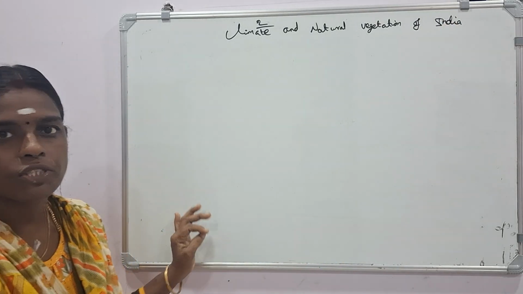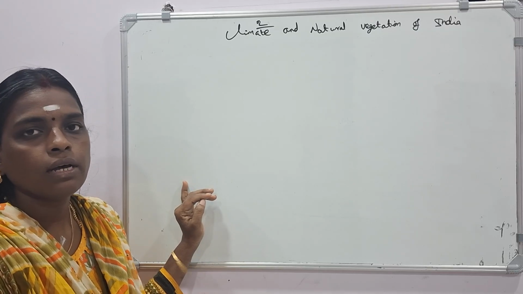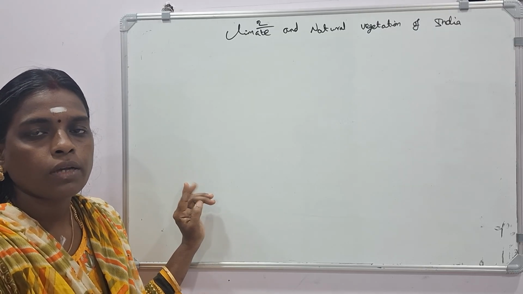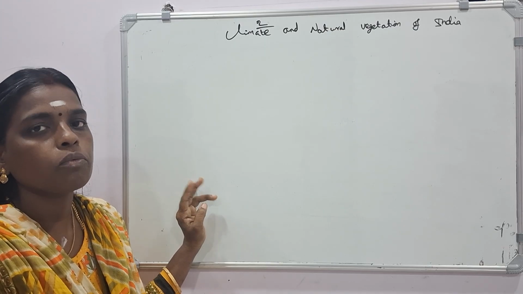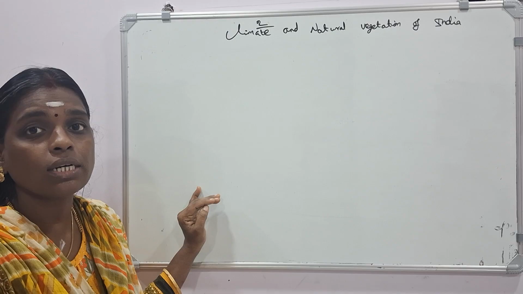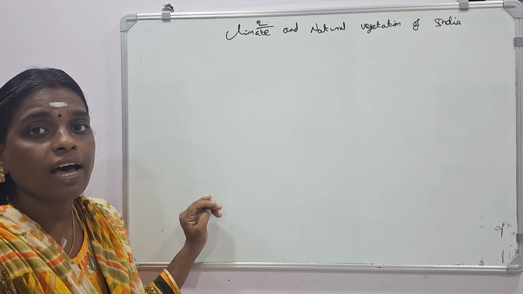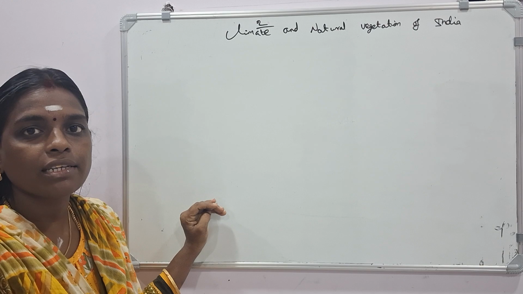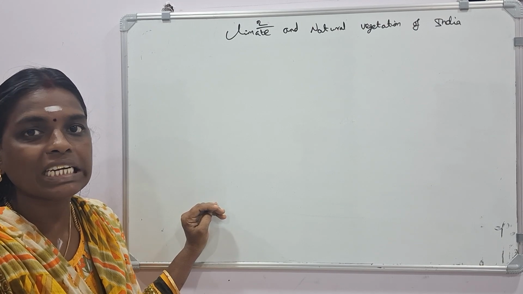Climate and natural vegetation of India. Here we have 9 short answers, 3 distinguish between, 2 give reason and 2 detailed answers. So let's see one by one. First we get into the short answer category. The first short answer is: list the factors which affect the climate.